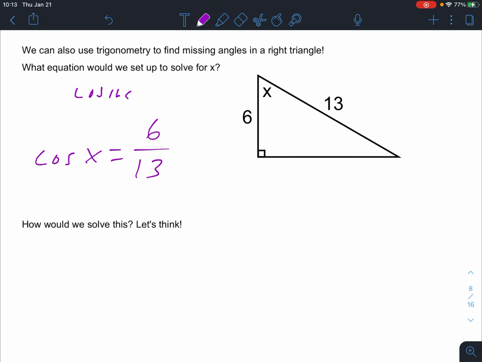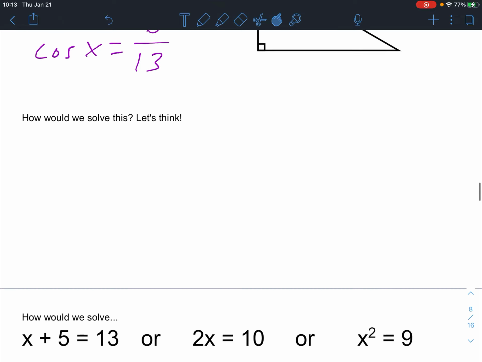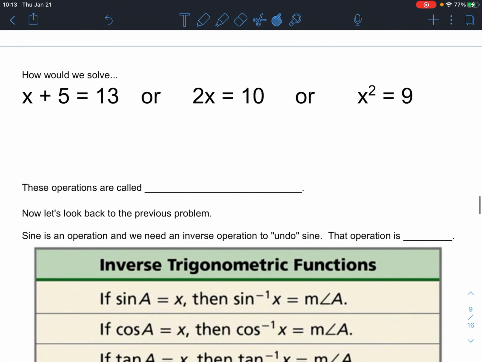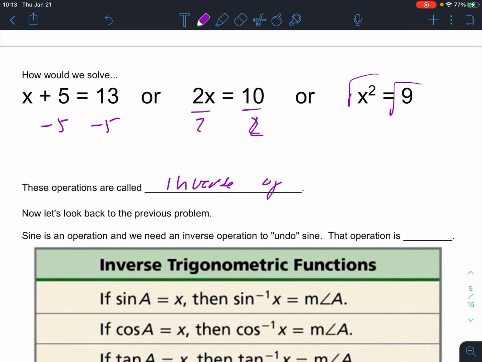So now the question is, how do we solve this? Well, let's come back to that. How would you solve these equations? Well, to solve the first one, since they're adding, we would subtract. To solve the second one, since they're multiplying, we would divide. And to solve the third one, since it's a squared, we would take the square root. Okay, these operations are called inverse operations. I can't spell operations today.